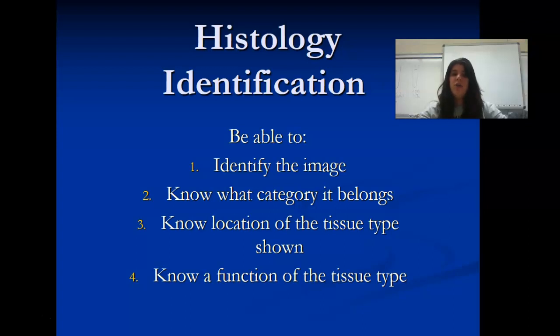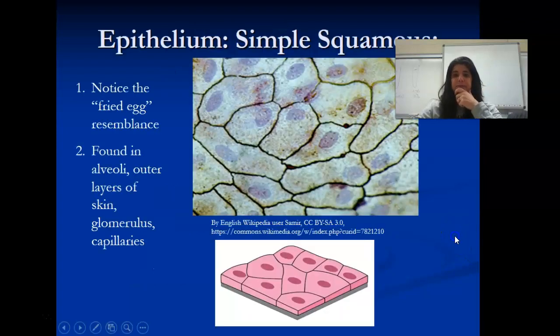And you should know the location of an example of the type of tissues that we're going to look at, and then know the function of the tissue. So those are the things. So as you go through the slides, you'll just kind of be filling in that table in your lab packet.